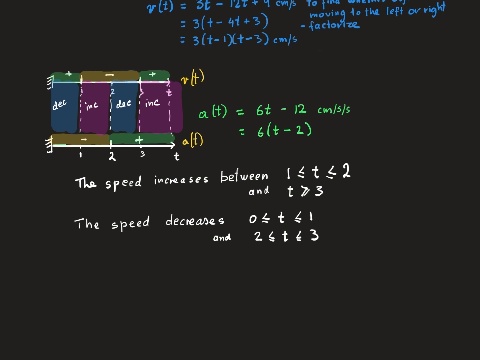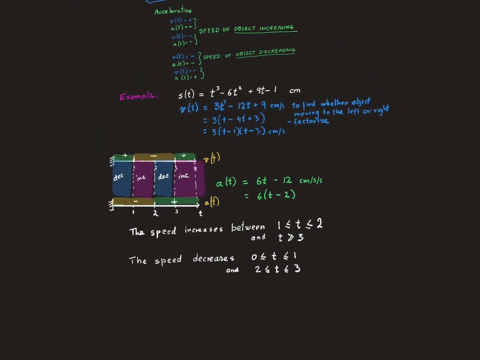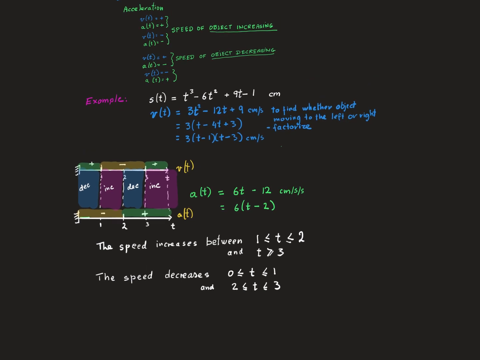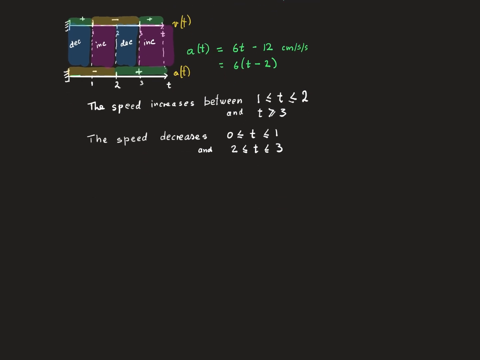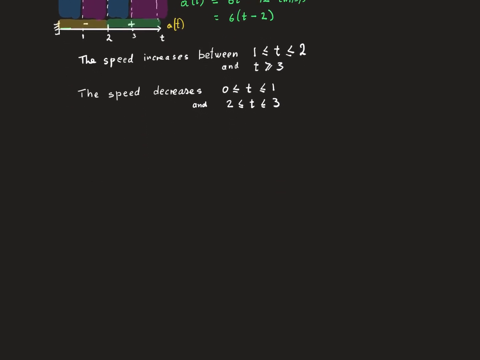Well, this information we were able to glean from both having a look at the velocity and having a look at the acceleration. But what else can we find out from this? We can find out the position of the particle when it changes direction. And this can be done by drawing a motion diagram for the particle. But first we need to establish the initial position of the particle.